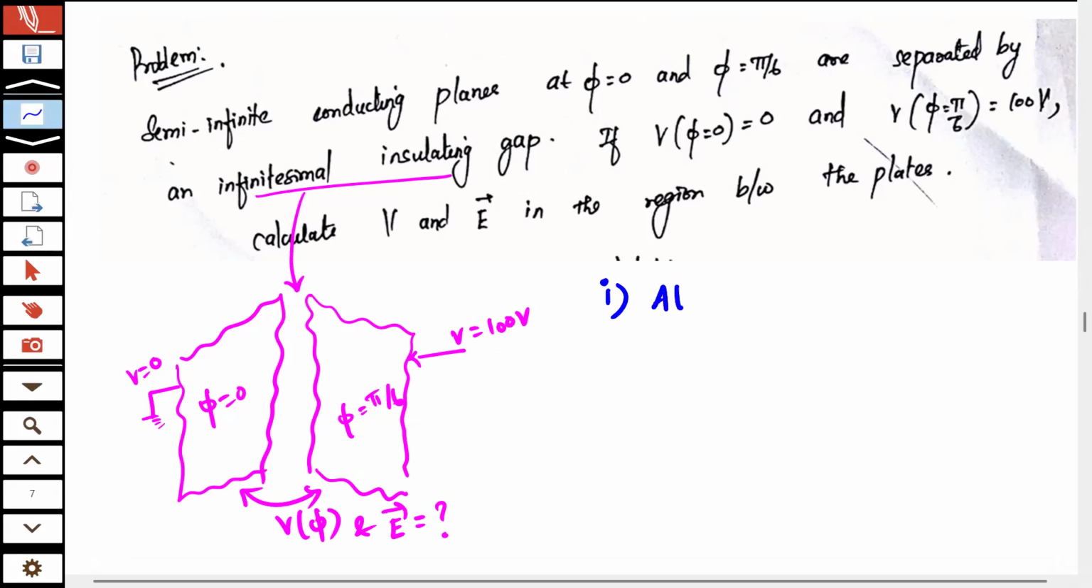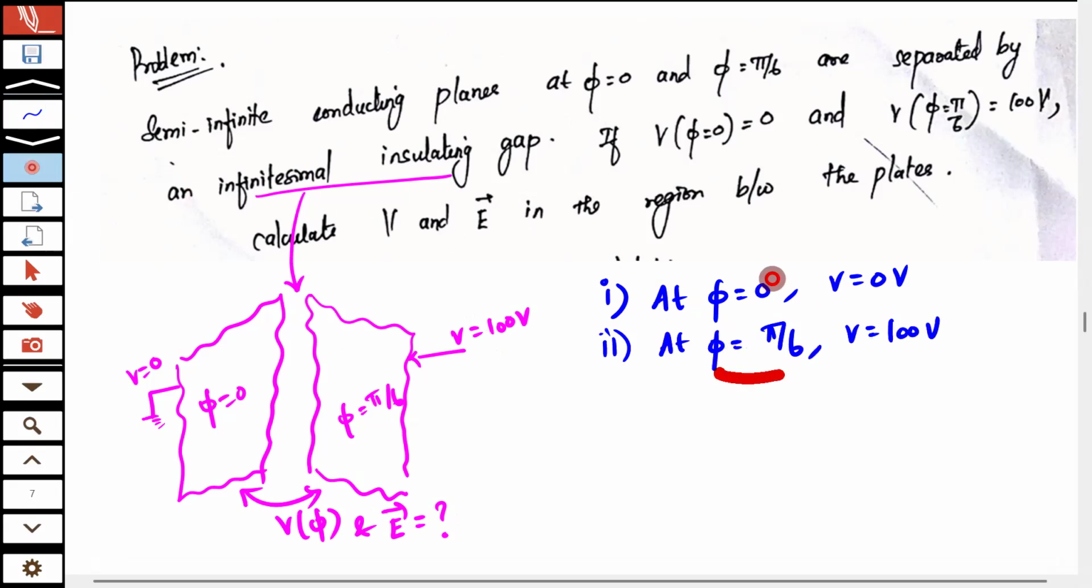So let us write the boundary conditions first. First boundary condition is at angle phi equals 0, potential V is 0 volts. And the second boundary condition is at angle phi equals pi by 6, potential V is 100 volts. Here, we have already been given the angle in radians, so we have to use angle in radians for substituting and solving this problem.